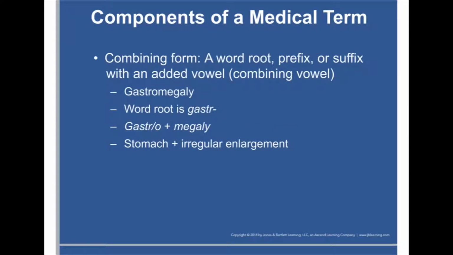This slide demonstrates an example of a combining vowel, like the word gastromegaly. The root word is gaster, but gastermegaly doesn't really make any sense. There's not enough vowels in there. So the way that word has been modified is gastromegaly, which refers to an enlargement of the stomach. One thing I wanted to add here is that if you understood that gaster or gastro refers to the stomach, and megaly refers to an abnormal enlargement, even if you had never heard the term gastromegaly before, you should be able to infer that it refers to an abnormal enlargement of the stomach because you understood that root word and that suffix.